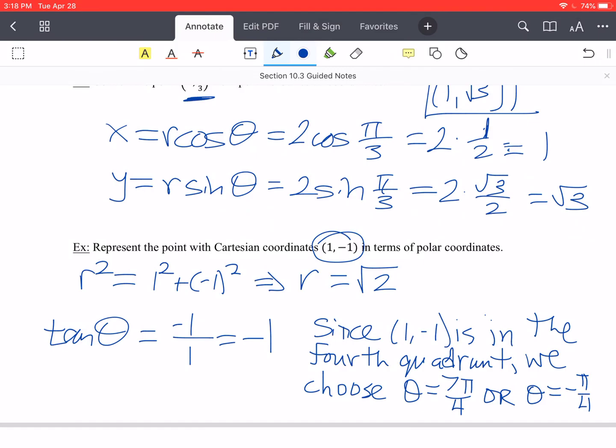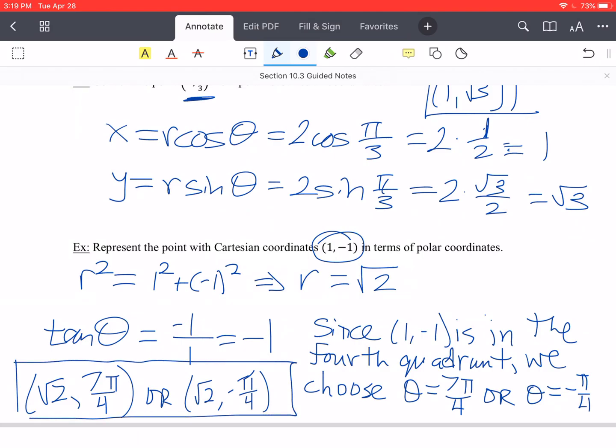Okay, so once we have that value, now we can go ahead and set up our point. And we can do this using either of the theta values. They'll be equivalent. So our answer would be either root 2 comma 7 pi over 4 or root 2 comma negative pi over 4.